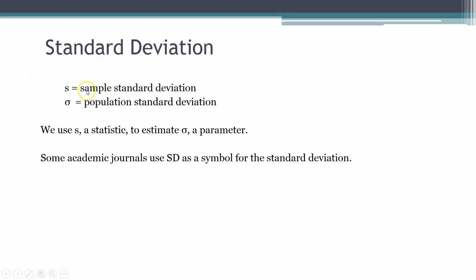And so, as you remember, because S is based on a sample, it's a statistic, and because sigma is based on the population, it's a parameter. If you're looking at an academic journal article, you may occasionally see SD used for the standard deviation, but that's not really the mathematical notation for it. So what we're going to use is S and sigma.